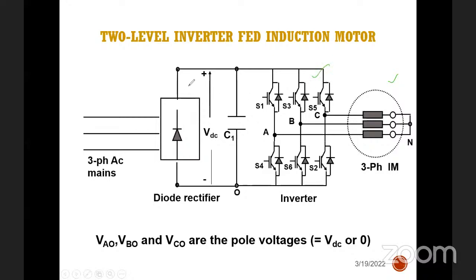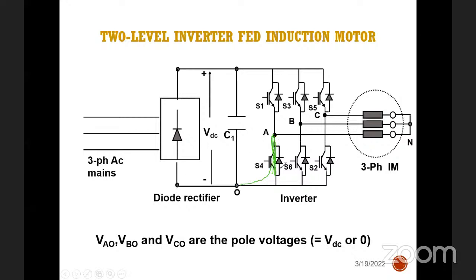This is a two-level inverter, and there is a diode rectifier, and we are giving the three-phase AC supply. These are called poles: A, B, C are called poles, and O is the zero potential. The pole voltage at A with respect to O is known as VAO, this is VBO, and this is VCO. For example, if this switch is on, plus VDC is connected to A. What is the potential of A with respect to O? That is nothing but VDC. If the upper switch is turned on, we get the pole voltage as VDC. If the lower switch is turned on, we give the pulse to this switch, so A is connected to O. That is nothing but zero.